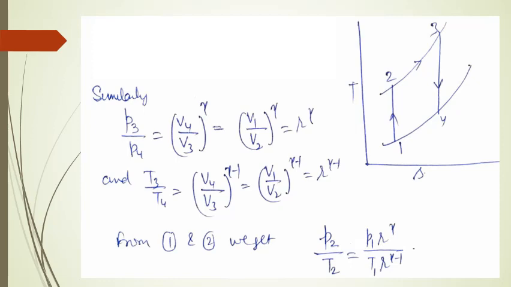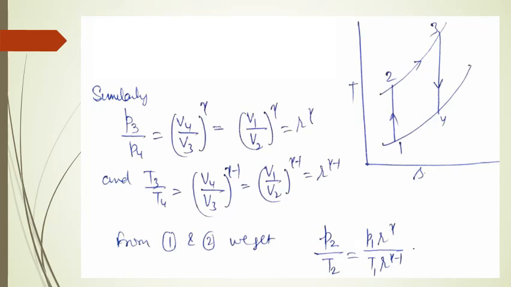Similarly, we have the relation between temperature and volume as expressed in the equation on the slide. T3 upon T4 is equal to V4 upon V3 raised to power gamma minus 1, as V4 is equal to V1 and V3 is equal to V2. The final expression is T3 upon T4 is equal to R raised to power gamma minus 1. And on this slide we have shown the TS diagram also.